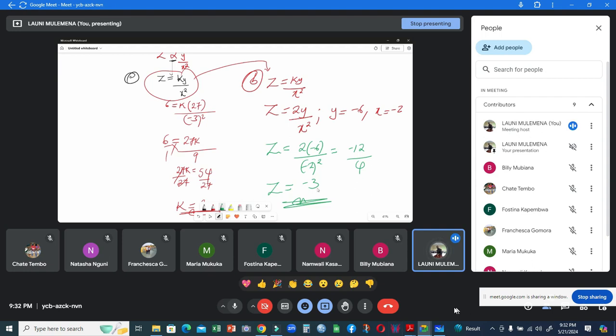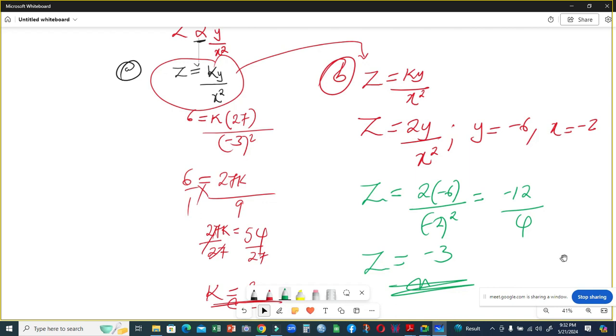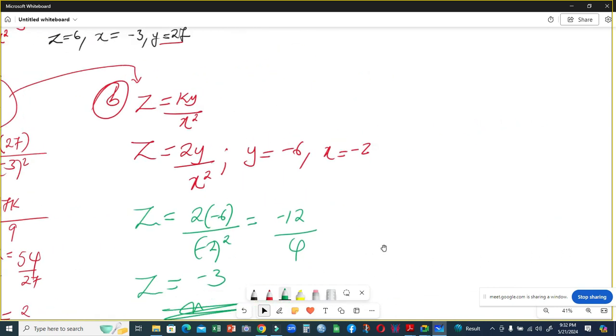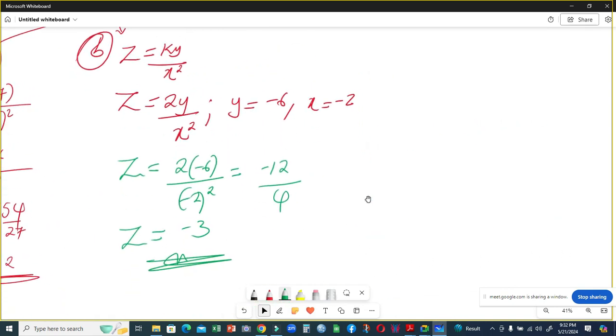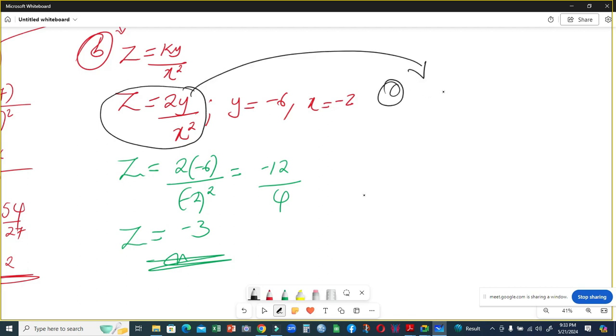Okay, if there's no question, let's move to the last question, which is question C. Remember for the question that follows, we always need to work with this, where you have substituted the value of z, so the value of k. So it means that z is equal to 2y over x squared.